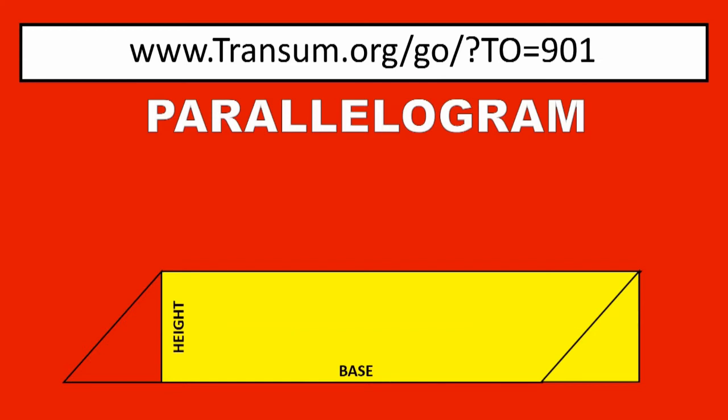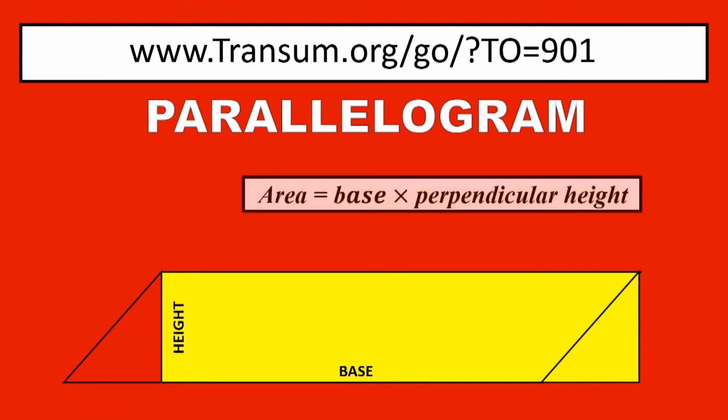It's exactly the same for a parallelogram because of that little trick of chopping off a triangle on the left and adding it to the right, turning it into a rectangle. The area is the base multiplied by the perpendicular height. Remember, it must be at right angles.